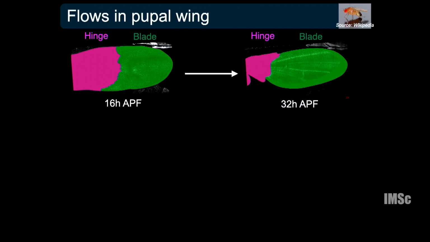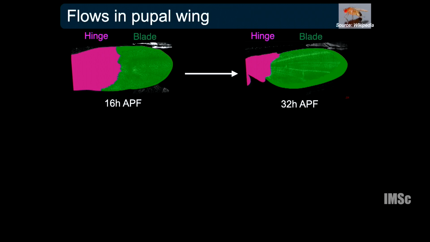And as you see over time, over a span of 16 hours, this hinge has shrunk quite a lot. Whereas, you might not be convinced, but I will convince you eventually that this blade, the area has not changed. What has happened is it has changed its shape anisotropically, which means it has extended in the x direction, but at the same time contracted in the y direction, keeping the area fixed.